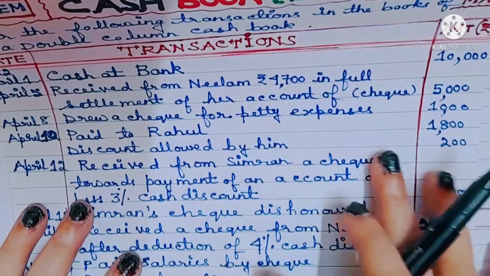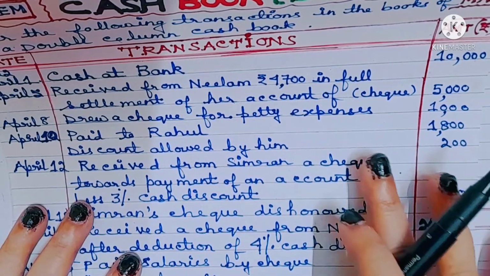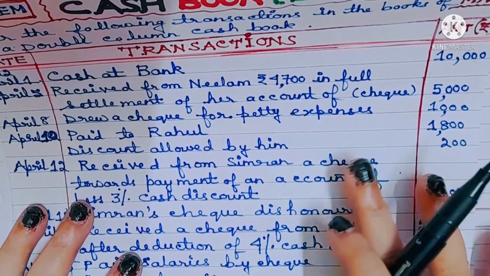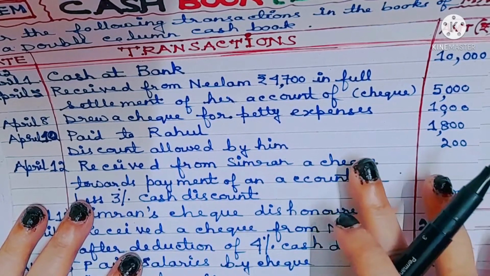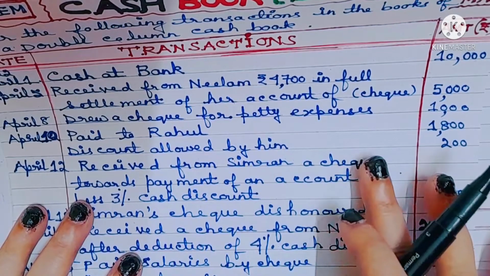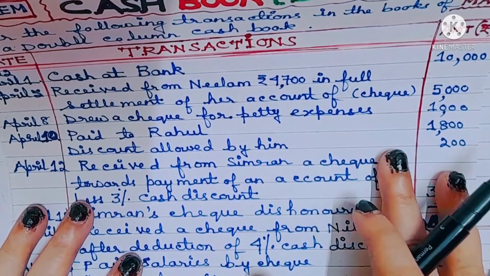Please remember, when you receive check you allow discount and both should be on the debit side, and when you pay check you receive discount and both should be on the credit side.